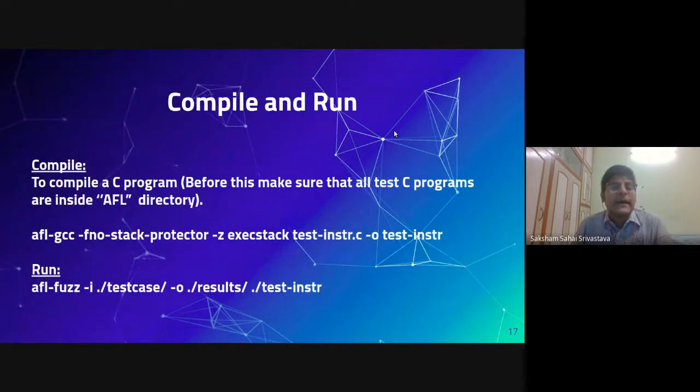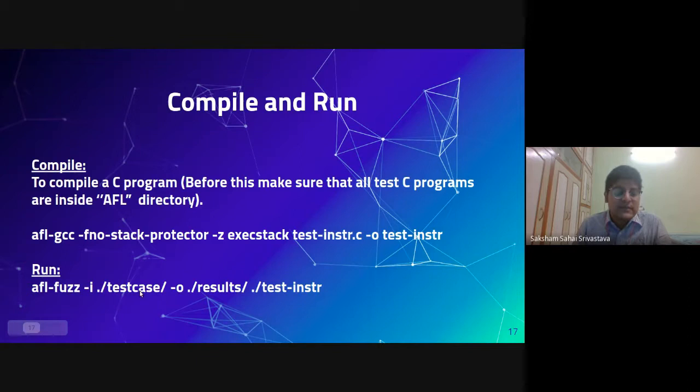Then compiling and executing. You can compile it using this command. Just paste this command, but here this is a variable, because this is a file, test.instruct.c. Instead of this, you will change the file which you want to fuzz, and then you will execute this.